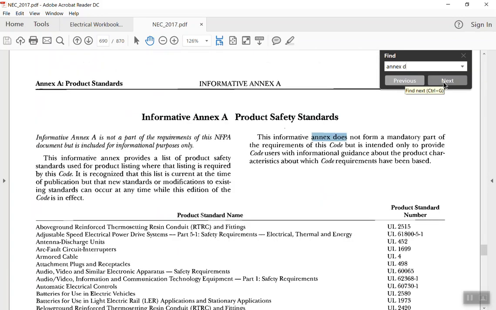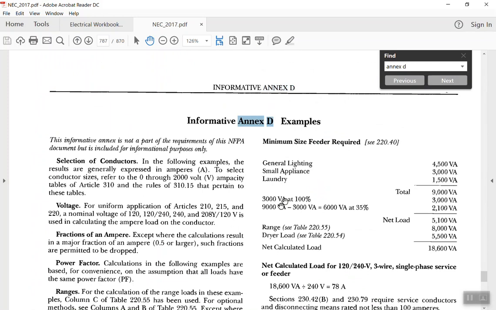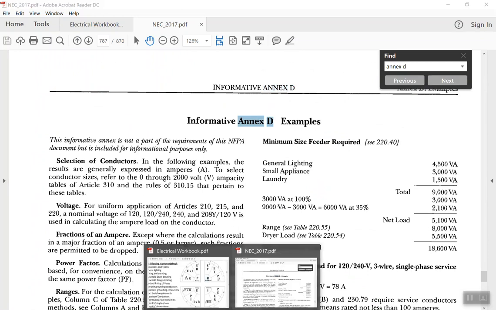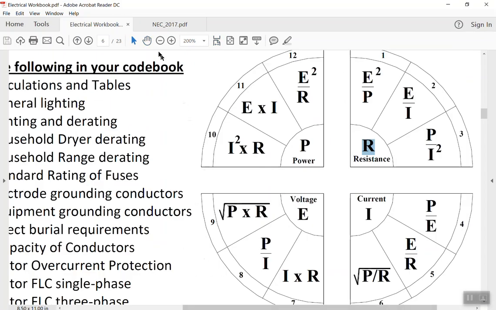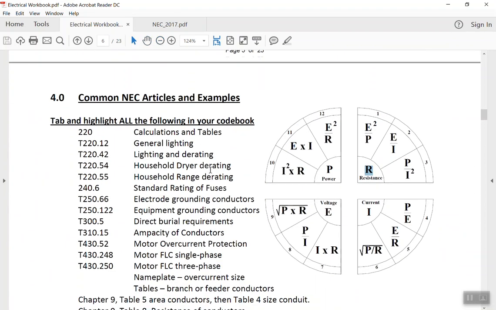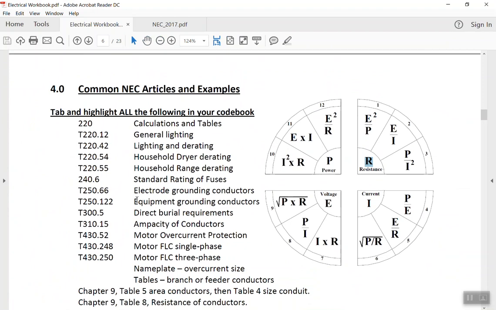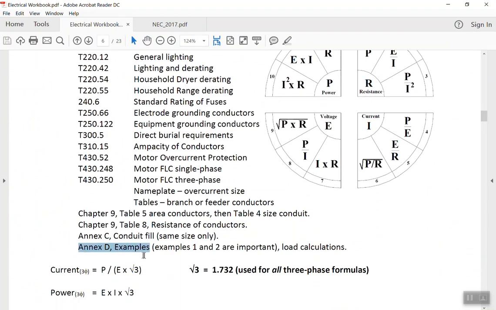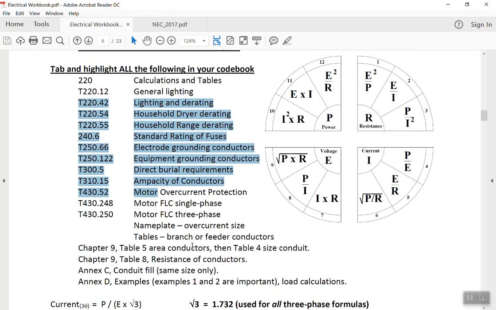And the reason I say that is, I prefaced this lecture with all of these things written in our workbook, right? I'm on page 6 of our workbook here as well. The Annex D is listed here. Of course, it's listed. Why? It's always used for the exam. But so is Annex C. So is Chapter 9, Table 8, and all these other tables as well. So these things should already be highlighted in your book.